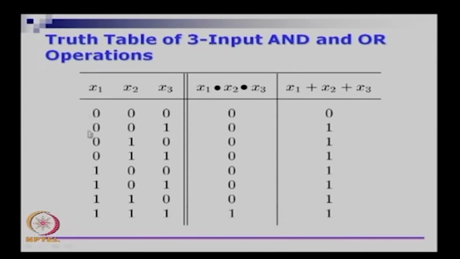So you have 8 rows here and 2 columns. This is for function f1, which is the logical AND of these 3 inputs, and f2, which is the logical OR of these 3 inputs, and it has 8 rows and 5 columns.